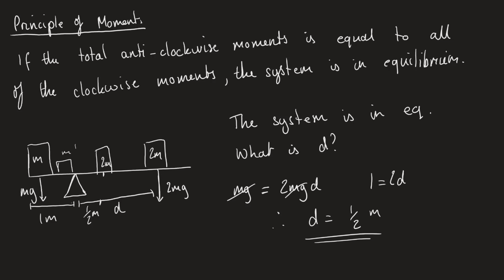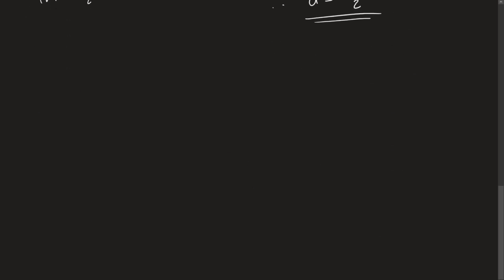Okay. Now another thing they might ask is to identify something called a couple. Now a couple is a very specific case of moments. Okay. So couples. Let's take a physical example first, and then we'll see what's going on. So the physical example that we can obtain would be something like a steering wheel.